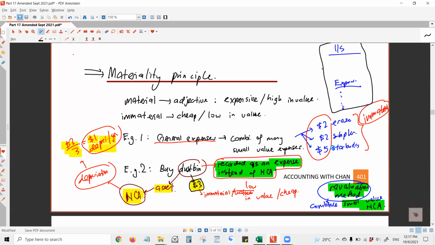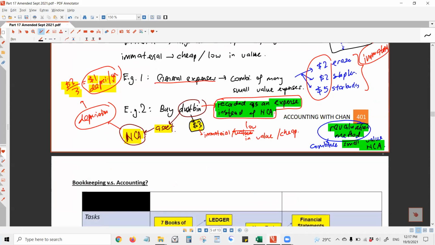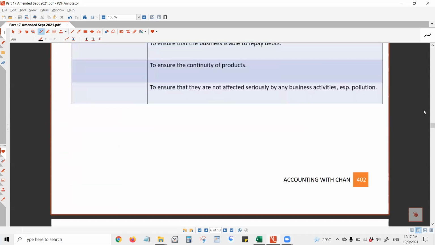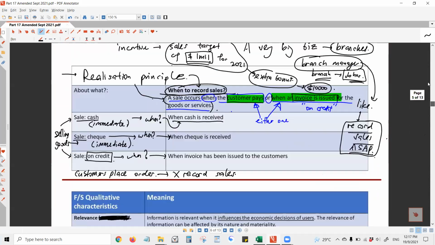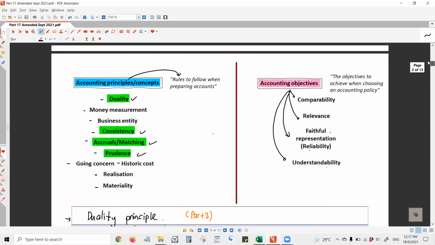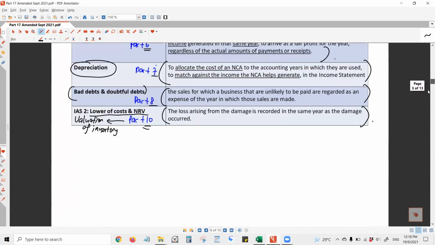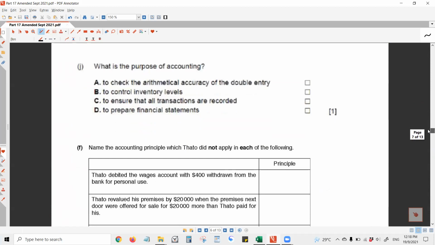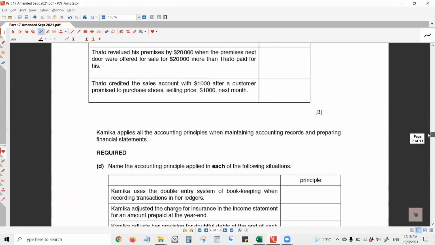Okay, now let's see questions. We are done with accounting principles. We still have another set of terms to learn, known as the accounting objectives. Later, we see the accounting objective. We see accounting principles first.